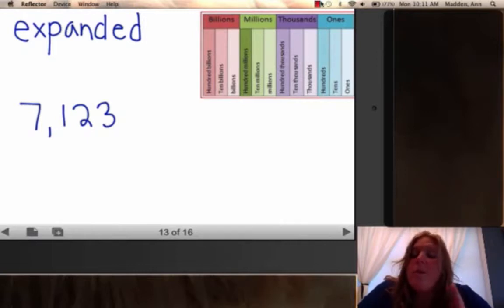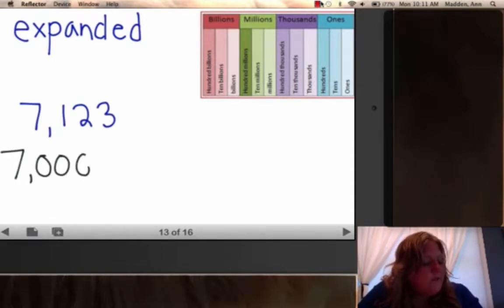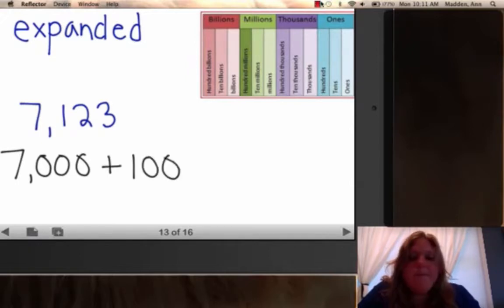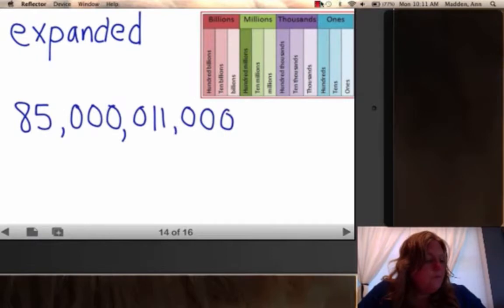Expanded form is the one with all those plus signs in there where you're adding them together just to show that you know the place value. This is 7,000 plus 100 plus 20 plus 3.